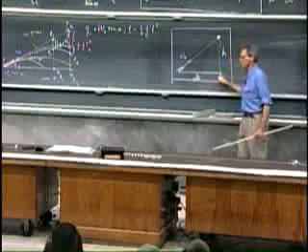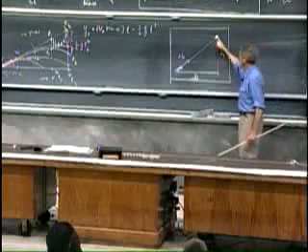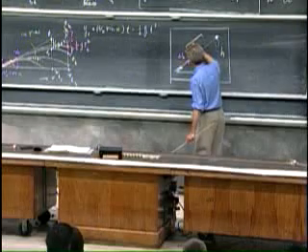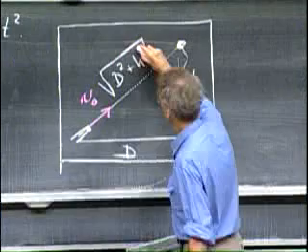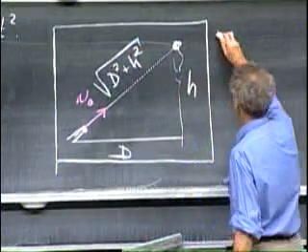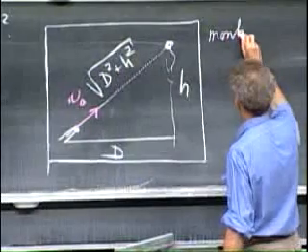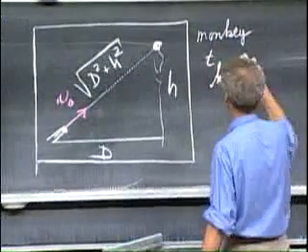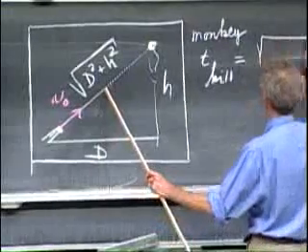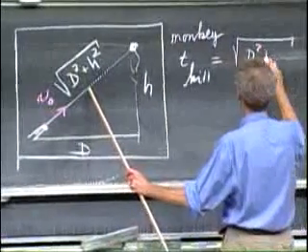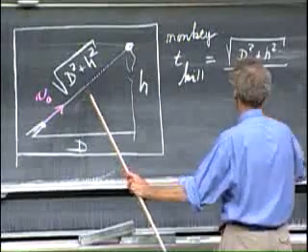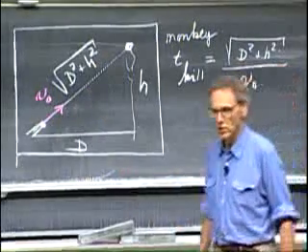If this distance is d, and this is h, then the monkey says, aha, this is the square root of d squared plus h squared. So from the monkey's point of view, the time for the kill will be the square root of d squared plus h squared divided by v0. That's how many seconds he has to live.